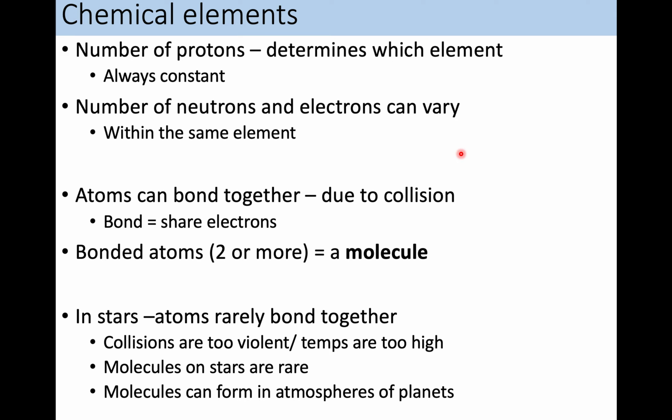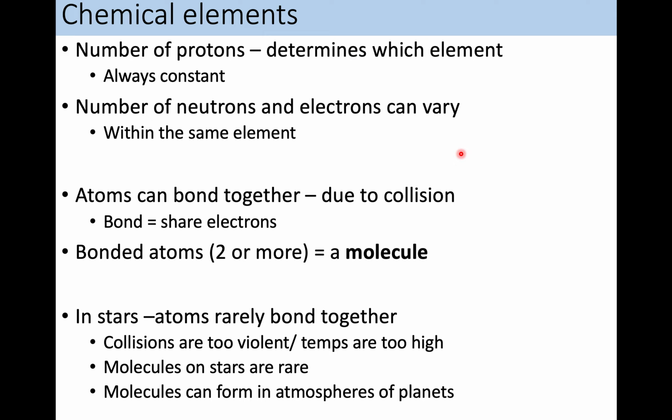Two atoms can actually bond together. This is usually due to a collision. They collide into each other, and when they're bonded, it means that their electron clouds are a little intertwined and they're sharing electrons between the 2 atoms. When you have bonded atoms, 2 or more, it can be 2, 3, 4, that forms a molecule. A molecule is made up of multiple atoms that are bonded together, sharing some electrons.